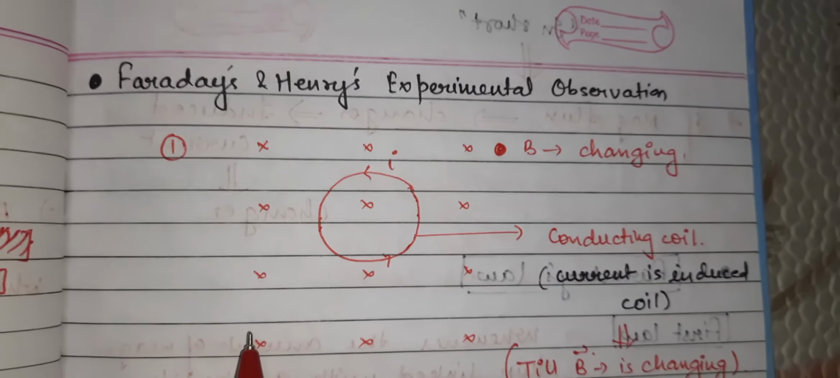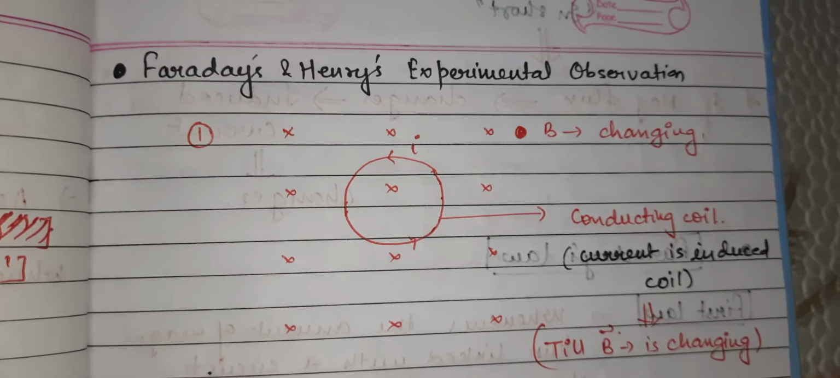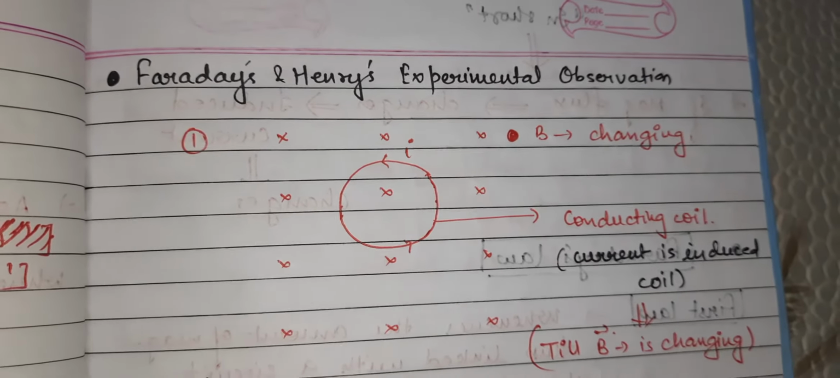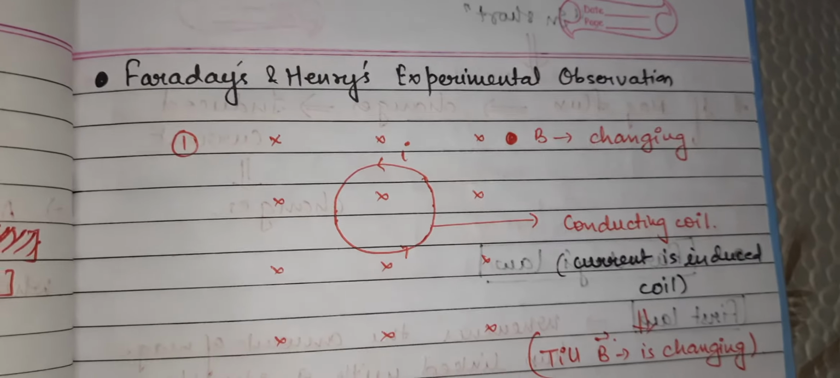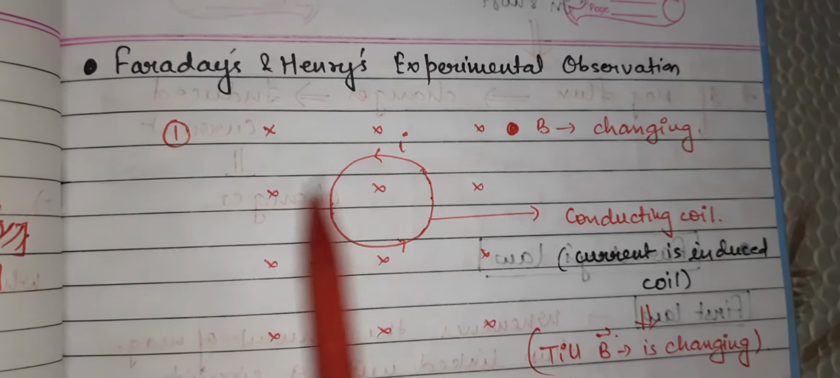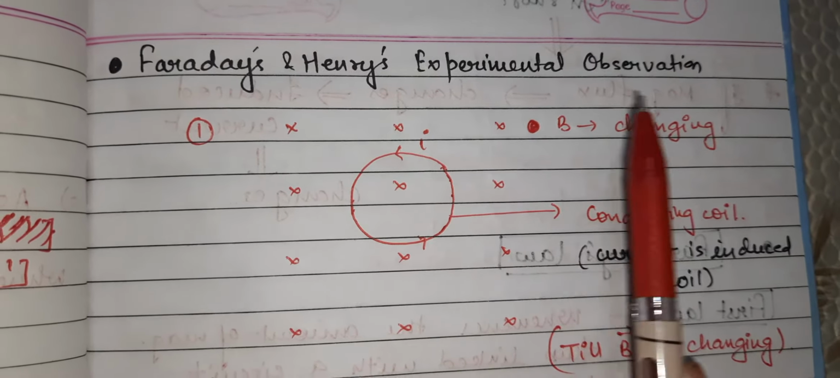The video is for class 12th, and the topic we are going to deal with is the introduction to Faraday's laws and Henry's experiment and their observations, and how Faraday introduced his own law. This is video number 2, lecture number 2, which is based on the chapter electromagnetic induction.